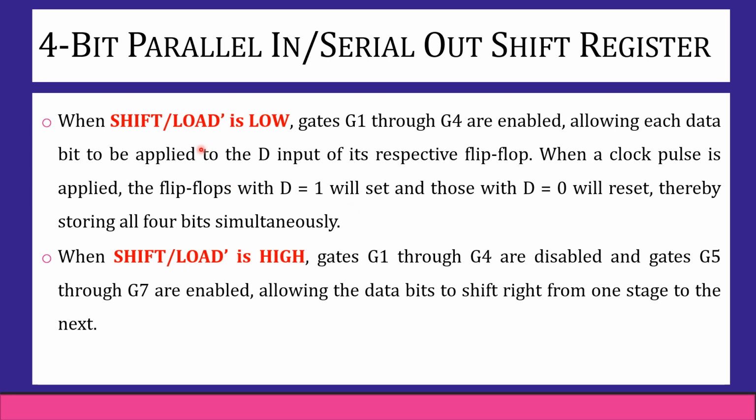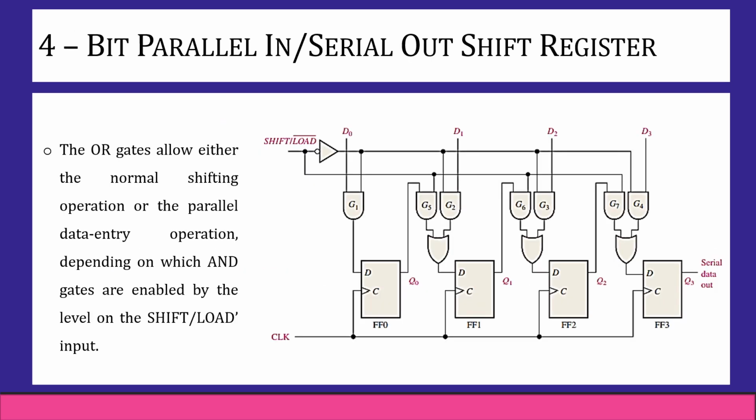Okay, when this shift or load complement line is high, then the gates G1 through G4 are disabled and gates G5 through G7 are enabled, allowing the data bits to shift right from one flip-flop to the next. So the gates G5, G6 and G7 will be enabled when this shift or load complement line is high.